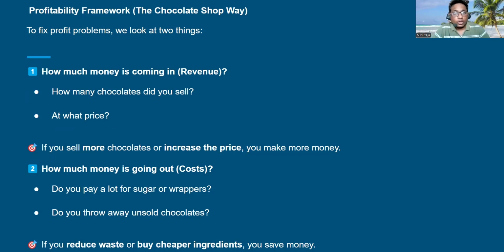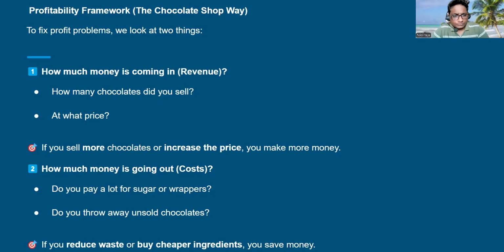Let's see each one. How much money is coming in? That is nothing but revenue. How much money is coming in from your customers, from your market share, market growth, and all these things. So how many chocolates did you sell and at what price? The revenue formula is volume into price. Like how many products you are selling, and at what price you are selling. So revenue is nothing but price into quantity, right? If you sell more chocolates or increase the price, you make more money. If you want to increase the profit, you can increase the revenue, as simple as that.